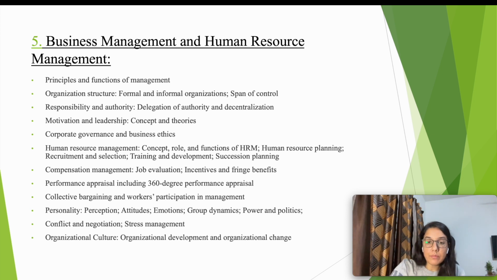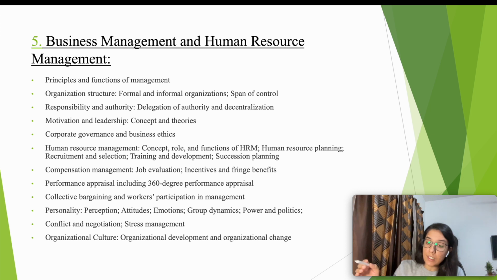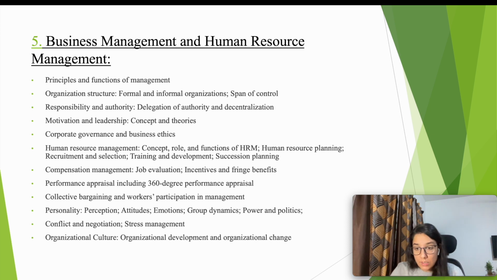Then for HR, human resource management, it's very important. You should know what stress management is, what organization culture is, what 360-degree performance analysis is, and what the different factors involved in the 360 are. Who are the people? It's done by your peers, by your supervisor, and by your client. All that you should remember.